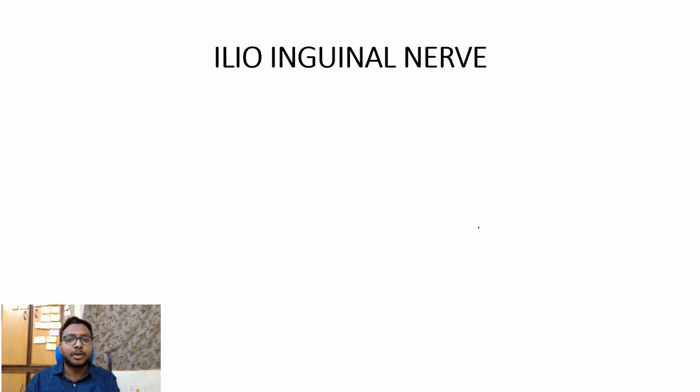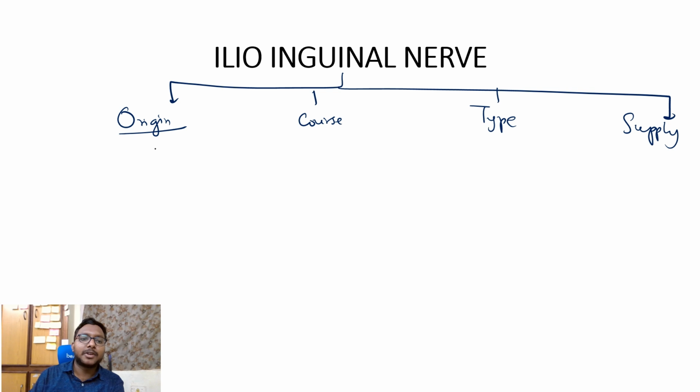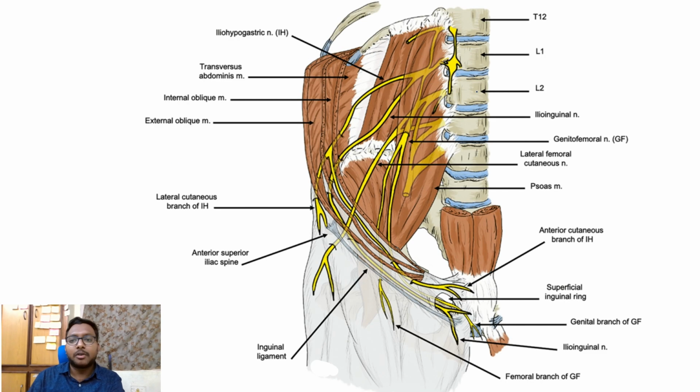Okay, right. Next. So they will ask you a few important points regarding ilioinguinal nerve. So first one is origin, then course, then what type of nerve it is, and supply. What does it supply to? So please understand, origin of ilioinguinal nerve starts from L1 ventral ramus here. So you can see here, this is the ilioinguinal nerve we have got.